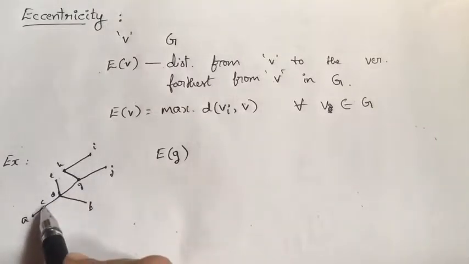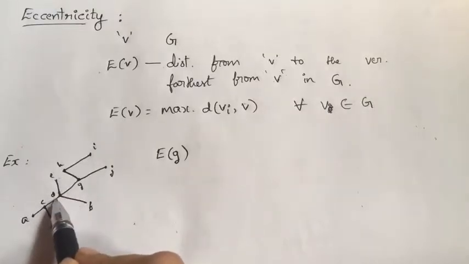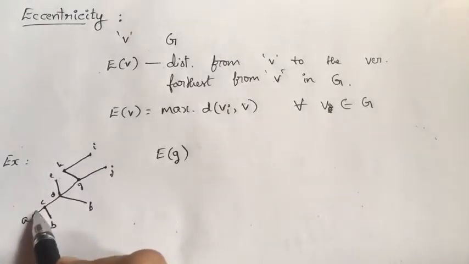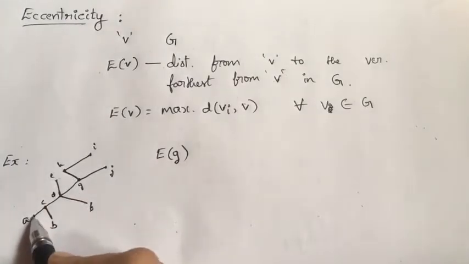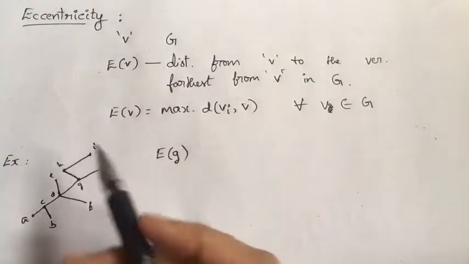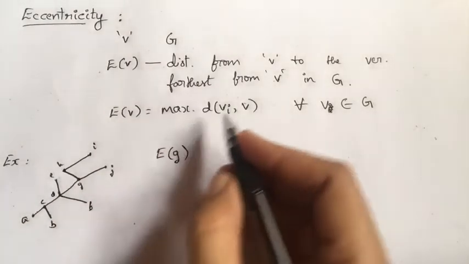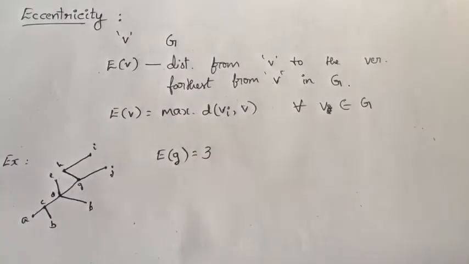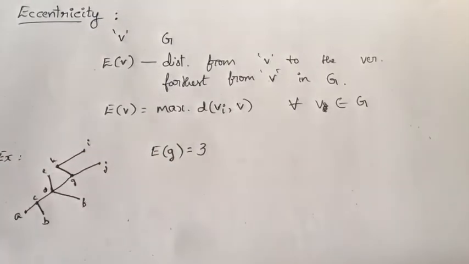Now when I consider vertex C, it is again at distance 2. If I consider vertex A or B, then it is at distance 3. From G to A the distance is 3, same from B. Therefore, eccentricity of G is 3. Similarly, you can find distances for the rest also.